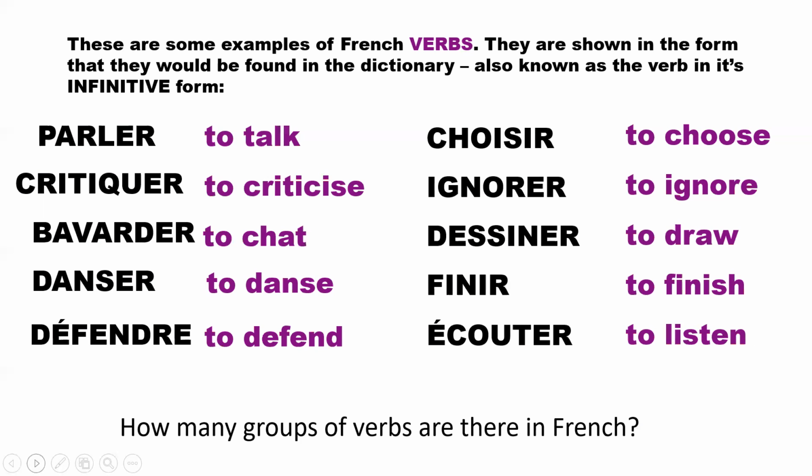Bravo. So taking a good look at this list of verbs in their infinitive formats, there is a way of grouping French verbs. How many groups of verbs are there in French? If you don't know this already, a tip here would be for you to look at the last letters of the verbs in their infinitive format. Can you spot how many groups there are? There are 3.